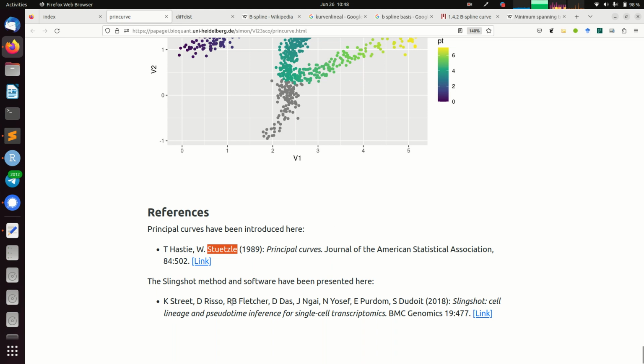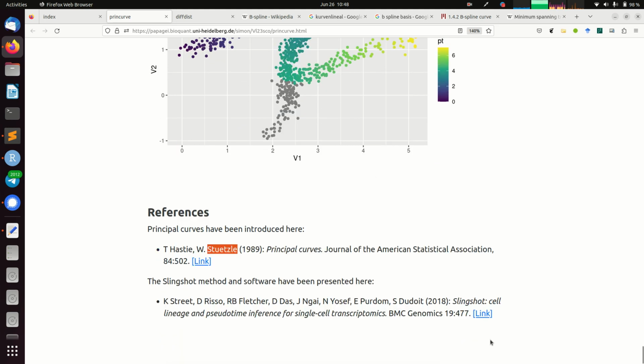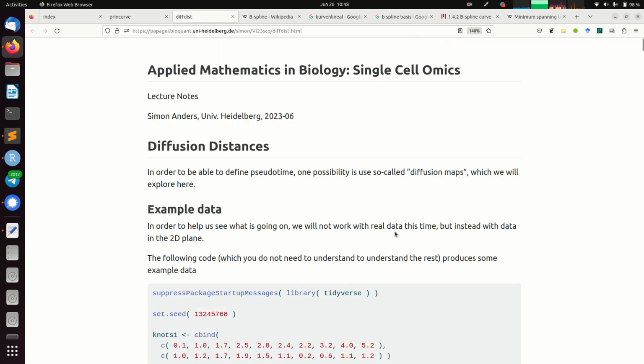The idea to use Slingshot has been written up by people from the Purdom and Dudoit group. They, as I said, used principal curves and came up with this idea of using iterated reweighting in order to get the branches. And here it's published. So the other thing.